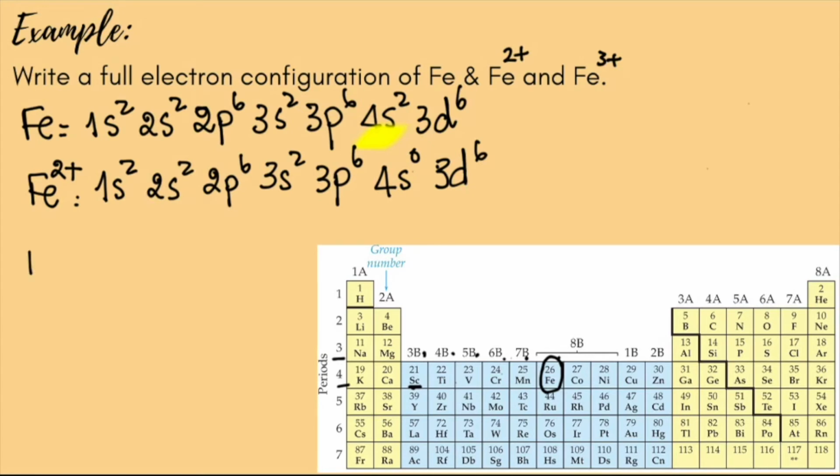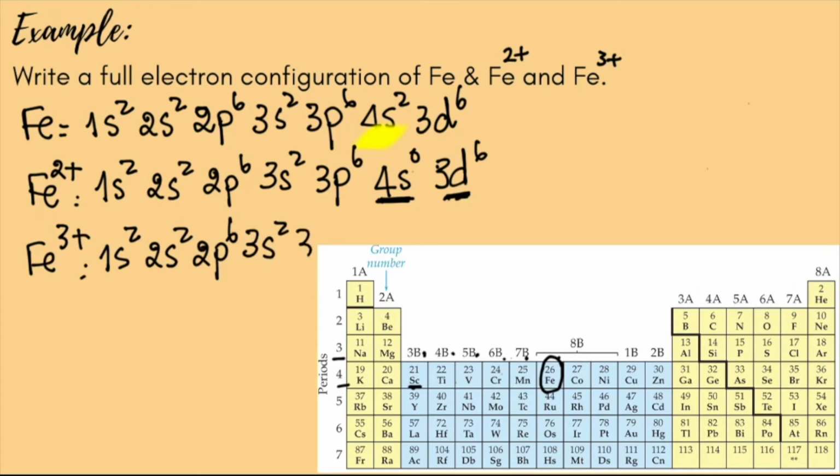How about Fe3+? For iron 3+, we have to remove 3 electrons. Since we already removed 2 electrons from the 4s, we have to remove 1 more electron from the 3d, because it is the highest energy level after 4s. So 3d is going to lose 1. So we have 1s2, 2s2, 2p6, 3s2, 3p6, 3d5.